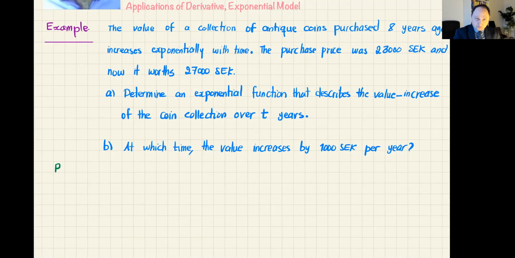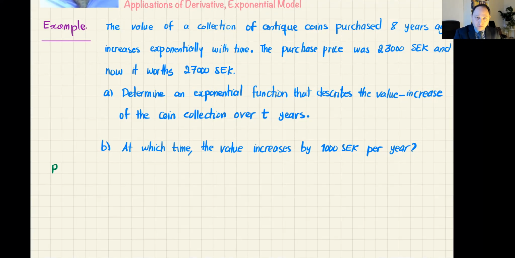Now, because our variable here is time, and it is also mentioned t here, let me choose that variable t. So this is the price of this collection of antique coins at time t, where t is expressed in years from the time that we have purchased this antique collection. Yes, it is telling you that this follows an exponential model.